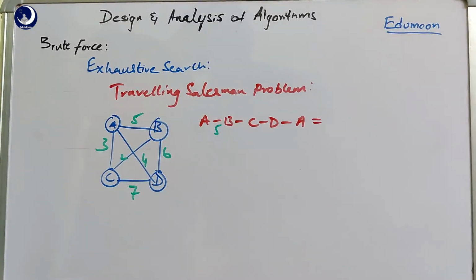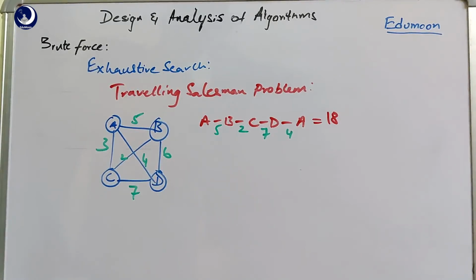So there we can see A to B the distance is given as 5, B to C is given as 2, C to D is given as 7, and finally D to A is given as 4. So the sum of all this, you can compute the value there, is nothing but 18 in this example. So the total distance, that is the total weight of this path, is 18.